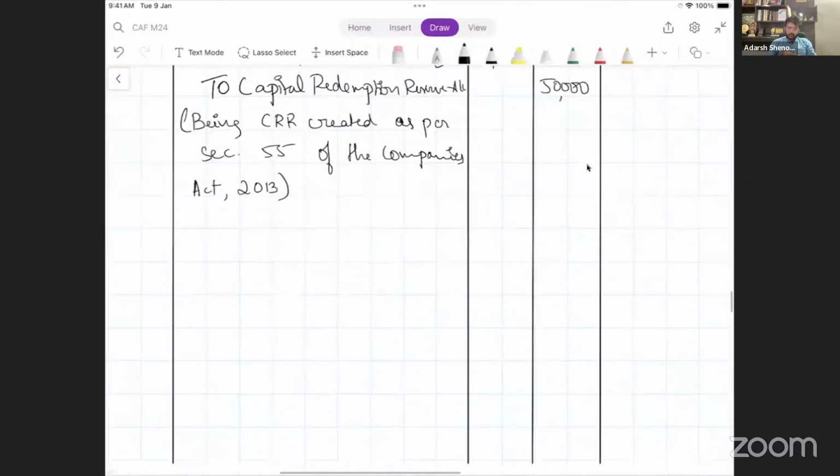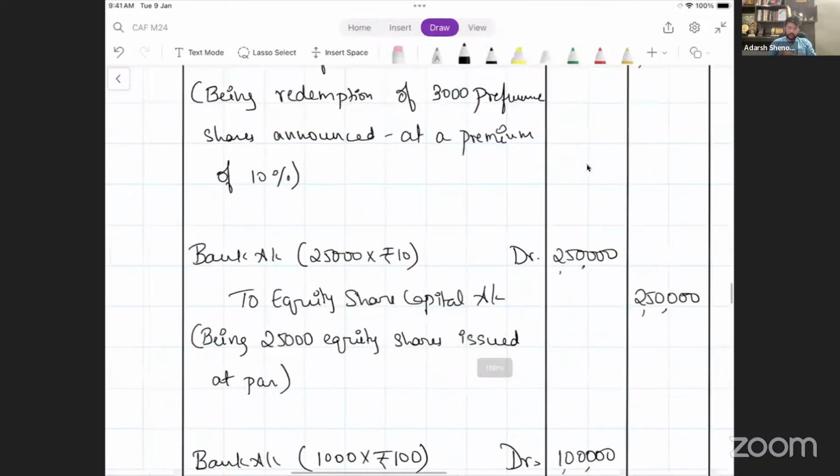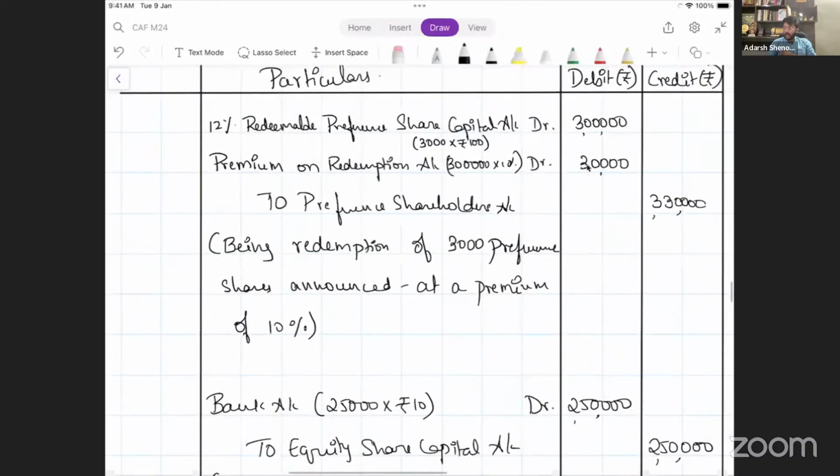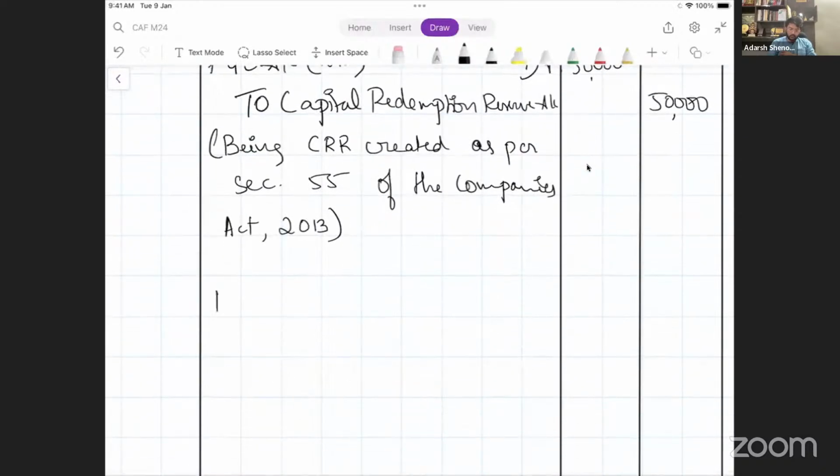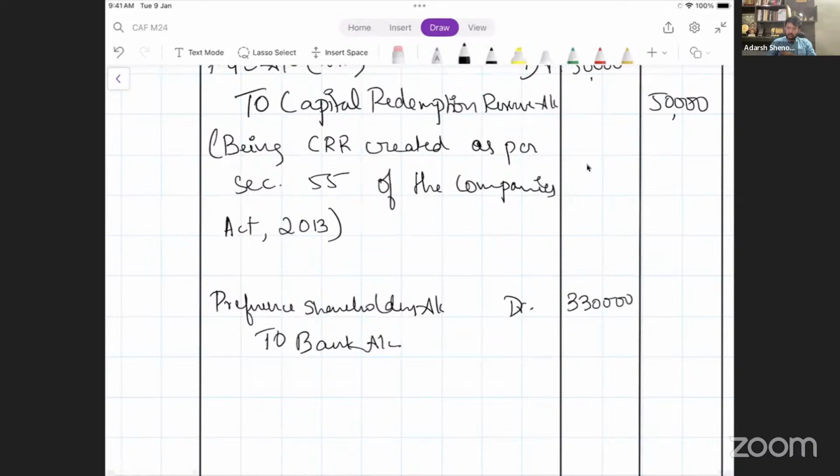Next, we pay the preference shareholders. Remember to make the payment of 3,30,000. Preference shareholders account debit to bank account, 3,30,000.